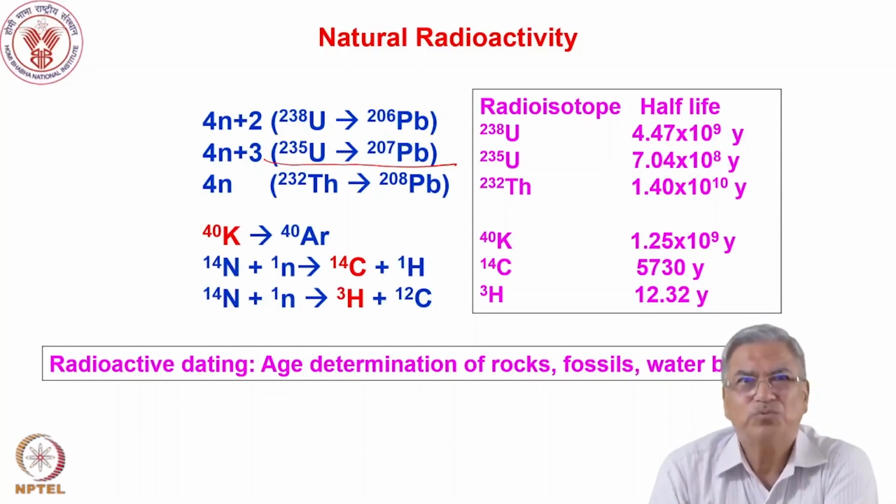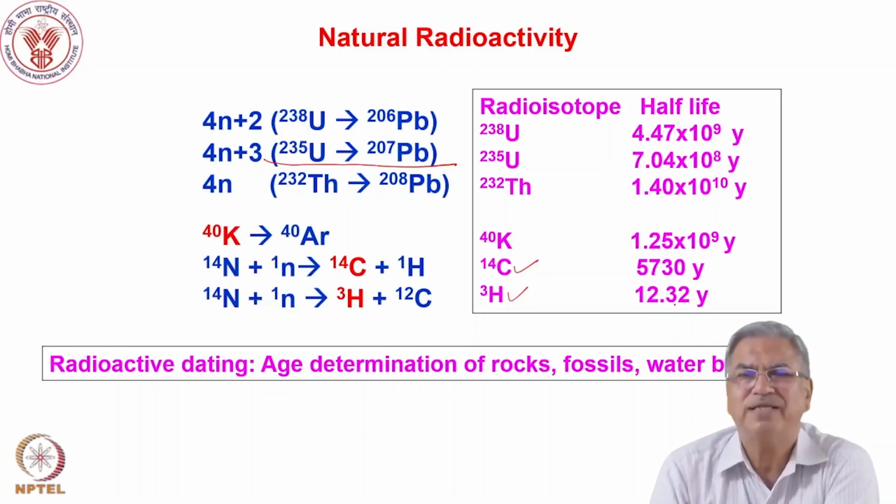There are other isotopes like potassium 40 going to argon 40 by beta minus decay, again because of its long half-life, 1.25 billion years, again of the order of the age of the Earth. But in addition to these natural isotopes, there are two more isotopes which have short half-lives, but they are present in nature. These are carbon 14 and tritium. Carbon 14 has a half-life of 5,700 years or so, whereas tritium has a half-life of 12.3 years.